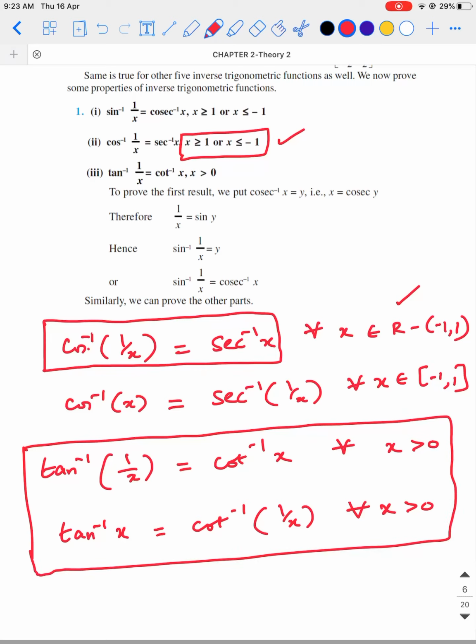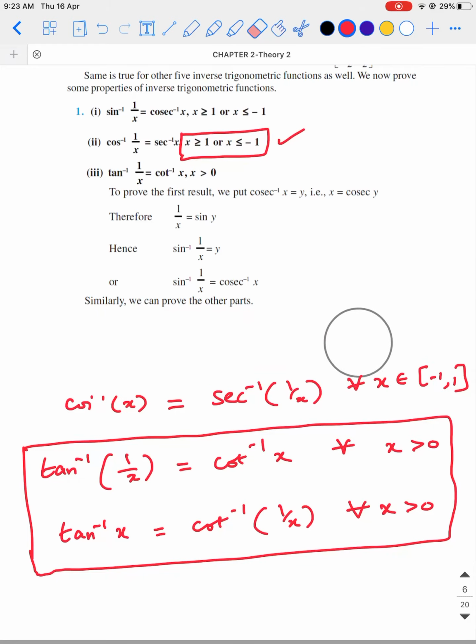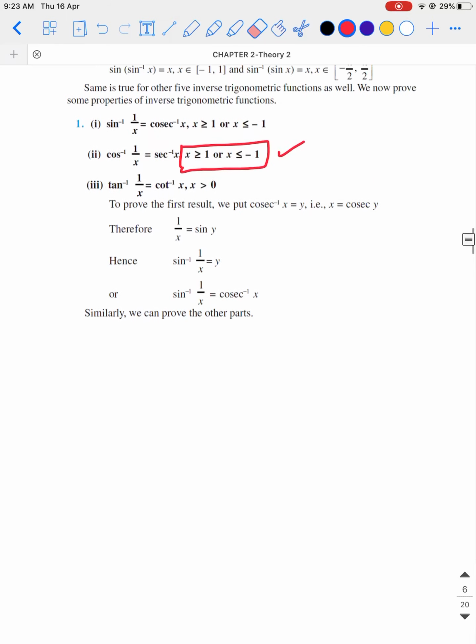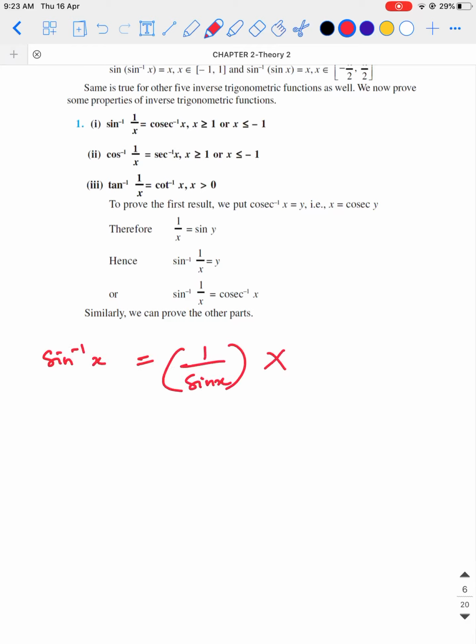And lastly, there is a small confusion that exists because of this property. One common mistake that I observe everyone doing is that many students write sine inverse x is equal to 1 by sine x. This is wrong. Sine inverse x is sine inverse x only. If you write sine x to the power minus 1, then that is 1 by sine x. Try to understand, 1 by sine x is the reciprocal of sine x. It is not the inverse.